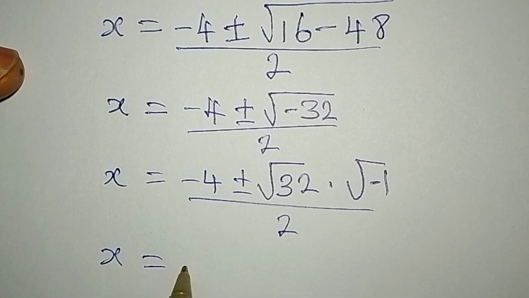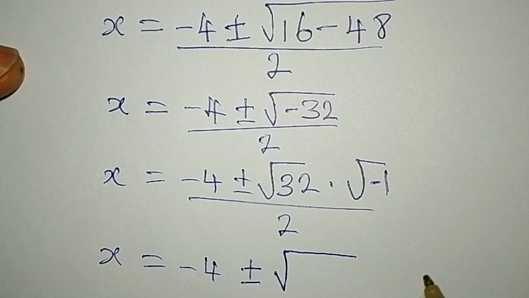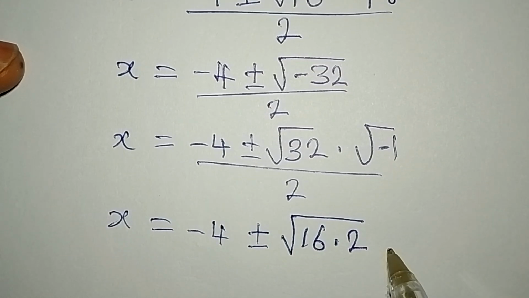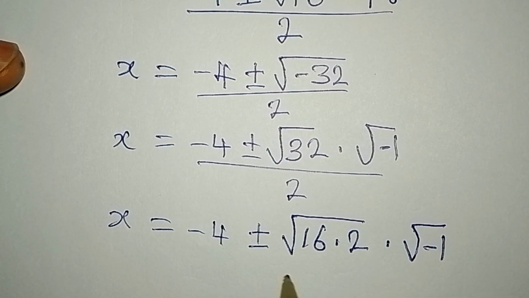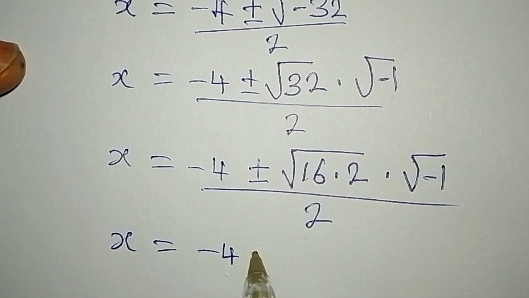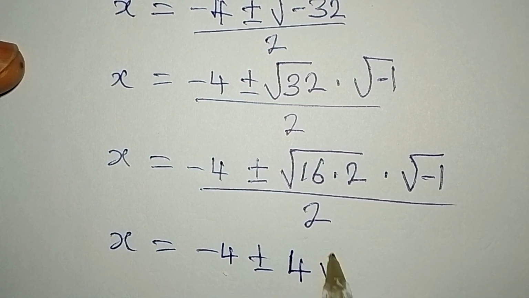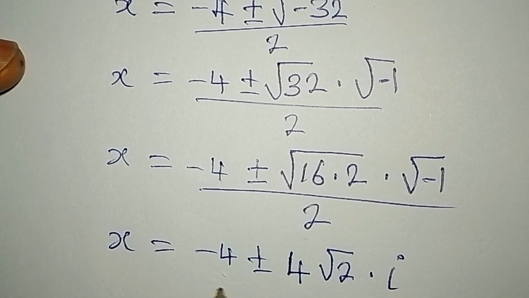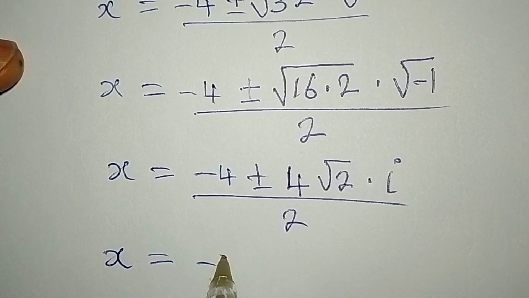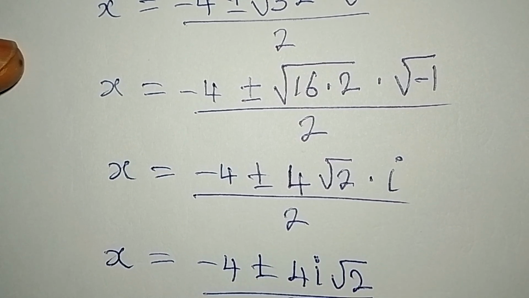Now, x here is equal to minus 4 plus or minus, this 32 is the same thing as 16 multiplied by 2. Okay, so then we still have square root of negative 1. Then the whole of this is over 2. To continue, x will be equal to negative 4 plus or minus square root of 32 is square root of 16 is 4. Then we have root 2, then multiply by i, then the whole of this is over 2. I want to rearrange this so that x will be equal to minus 4 plus or minus, we have 4i, then square root of 2. This will be over 2.